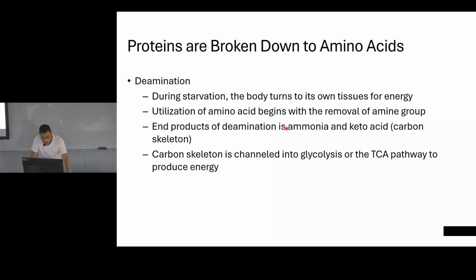This is why when, for example, people don't take up enough energy, during starvation or famine, the body has to use its own tissues and break them down to produce energy, then it will produce a lot of ammonia because it's not clean energy, let's say. And this can cause a lot of problems. The keto acid is the carbon skeleton that will be channeled into glycolysis or the TCA pathway.